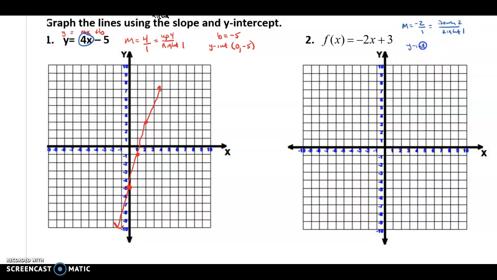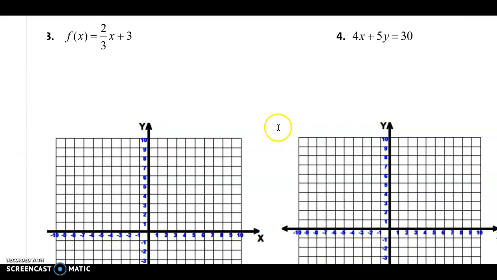What is my y-intercept? Well, if b is 3, my y-intercept is 0, 3. So I'm going to go ahead and plot 0, 3, which is right here. X is 0, y is 3. And from here, I'm going to go down 2, right 1. Down 2, right 1. And now I can go ahead and graph my line. So being able to identify the slope and the y-intercept is important.